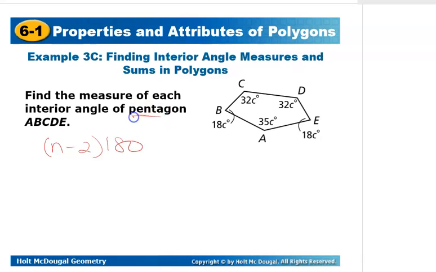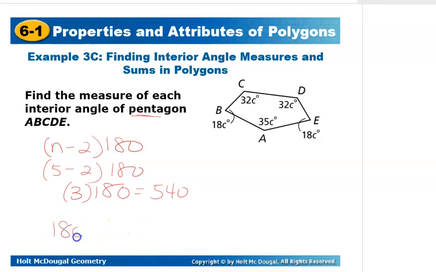Okay, and this is a pentagon, so we can just plug in 5 there. So then we get 3 times 180. We have 540. Okay, so all of these added up together, it's 540 degrees. Now, if I were to take all these and add them up, so all of them added up, they should equal 540.